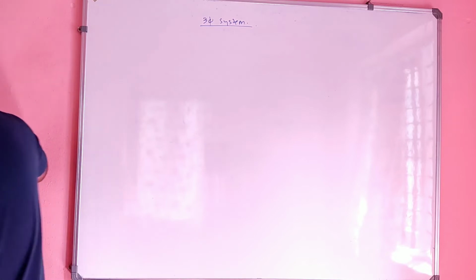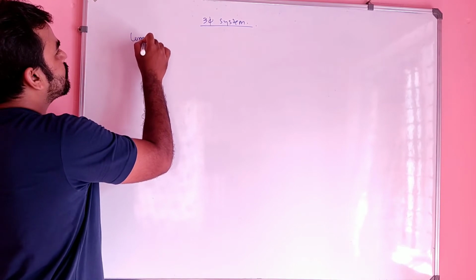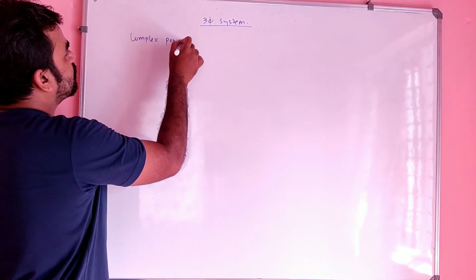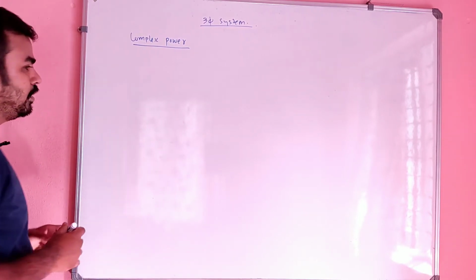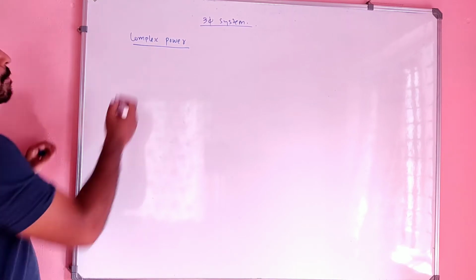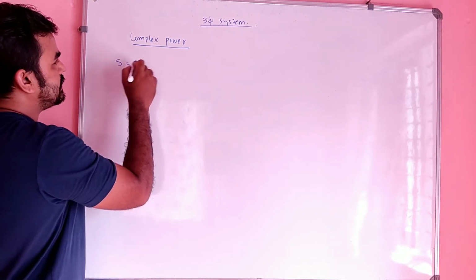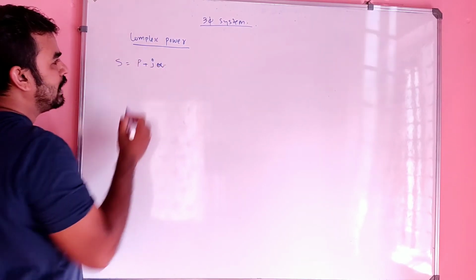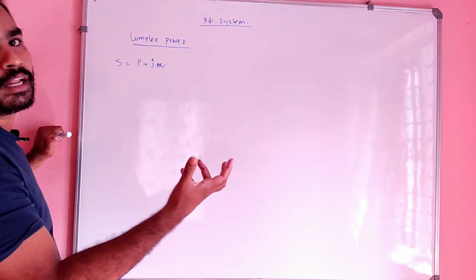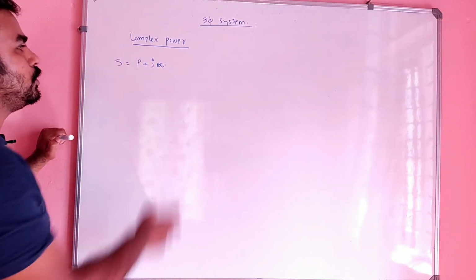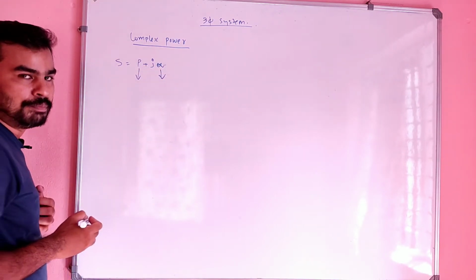Okay. Next, we have to see complex power. Complex power is represented like this: let S be the complex apparent power, and S is nothing but P plus jQ. That means the power can be represented in terms of P plus jQ, or A plus jB manner, right? So S is equal to P plus jQ, where P is the active power and Q is the reactive power.